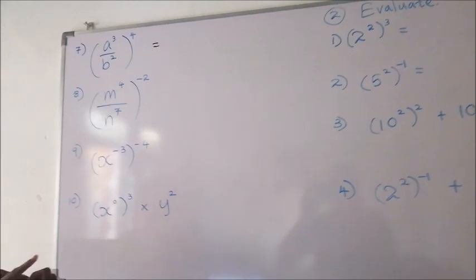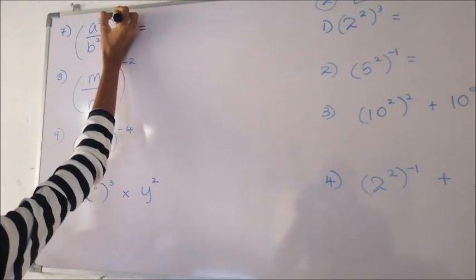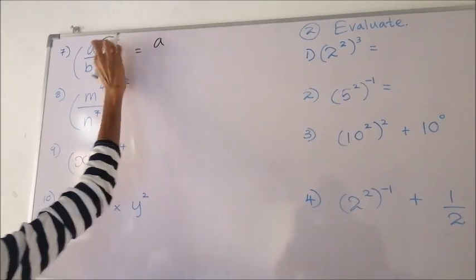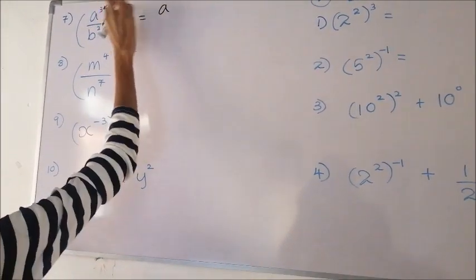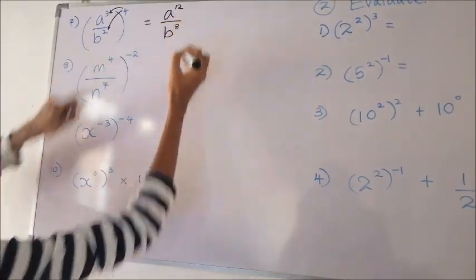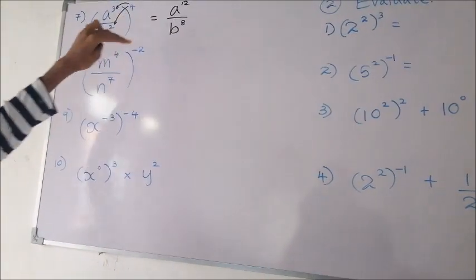Question number 7. See, two different bases can be seen. The outside index can be applied to both here. That means we need to multiply the indices. So a to the power 3 times 4 is 12. Then b to the power 2 times 4 is 8. More than this we cannot simplify because we are given two different bases.